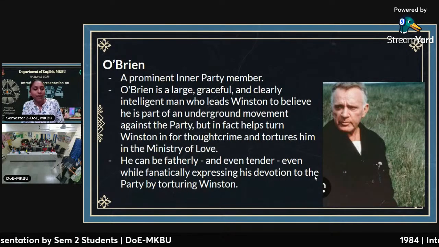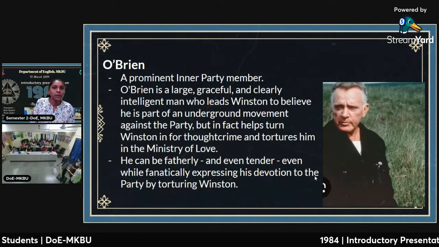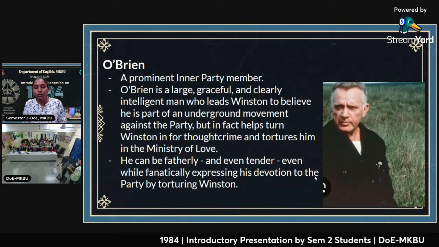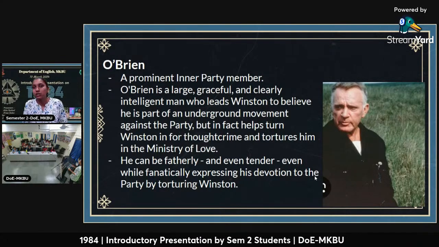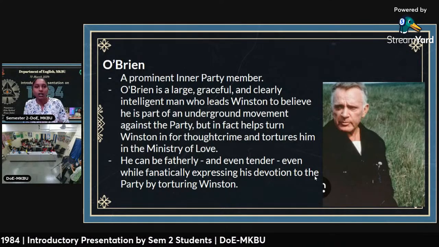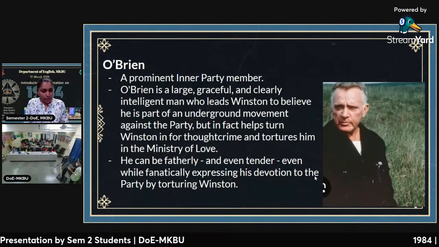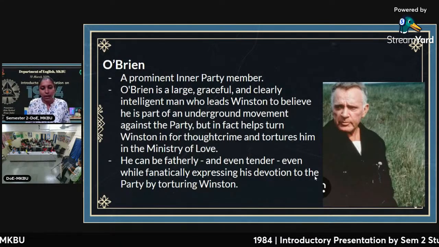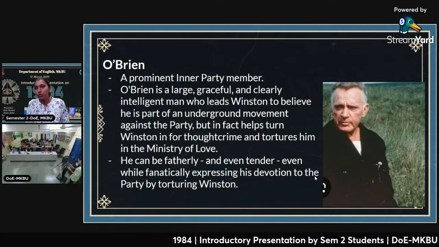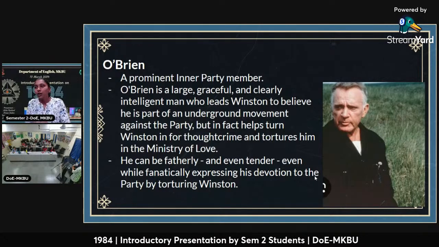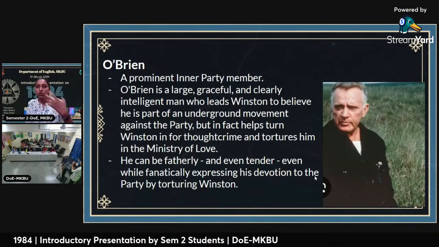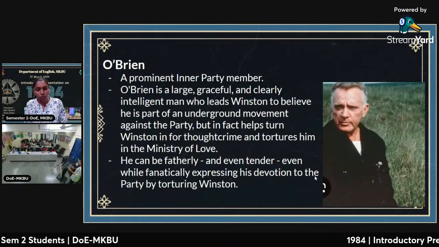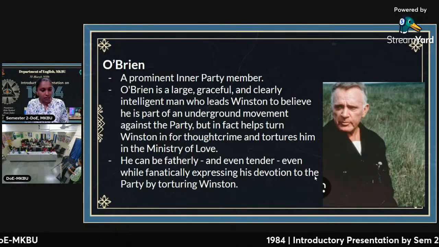First he interprets that I am against the society, and all over he tries to capture the situation in society, to find who are the people against the party. But in fact he helped turn Winston in for thoughtcrime and tortured him in the Ministry of Love. So he was the person who caught Julia and Winston, and he was the person who tortured Julia and Winston.